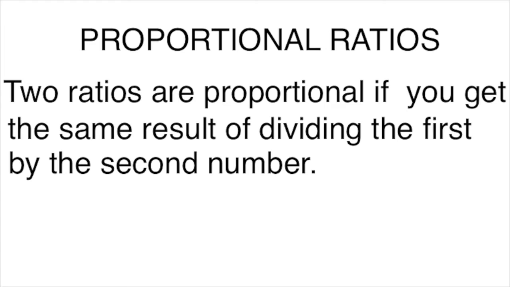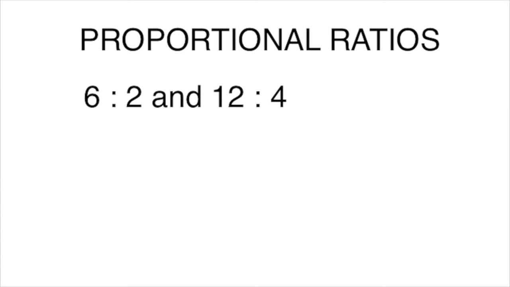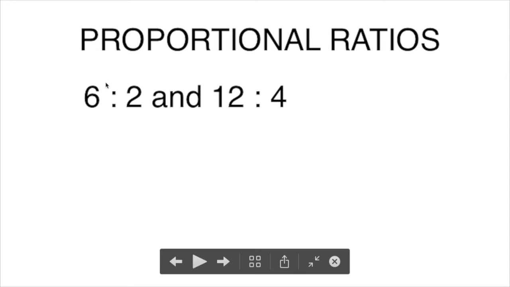So let's take a look at an example, and we'll see if these two ratios are proportional based on this definition. So here are two ratios, 6 and 2, 12 and 4. Are they proportional? Well, let's take the first pair and do what we said in our definition, which was divide. So take the two numbers and divide 6 divided by 2. What do you get? You get 3.